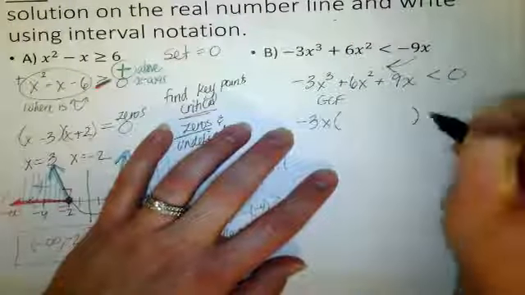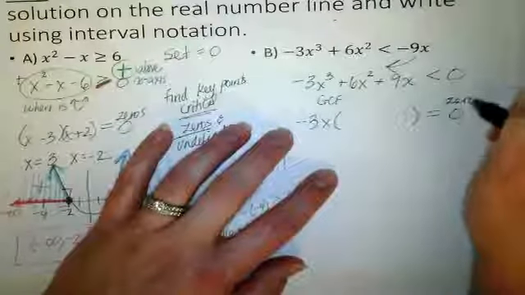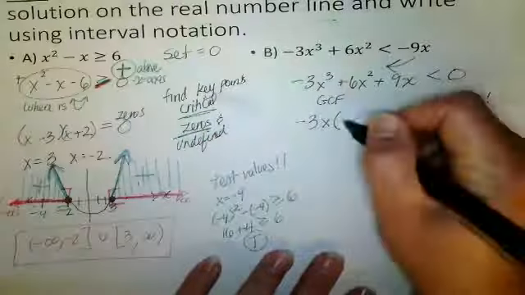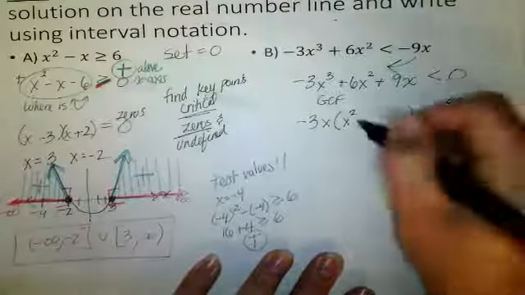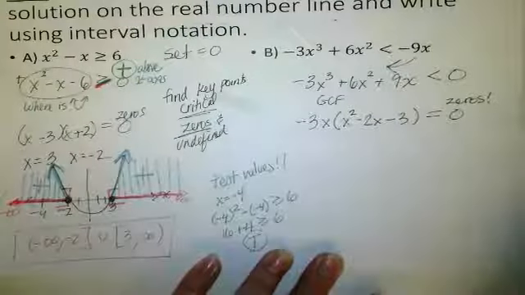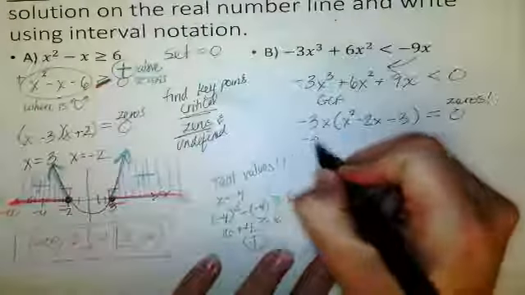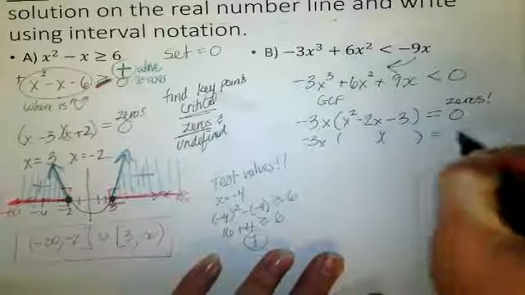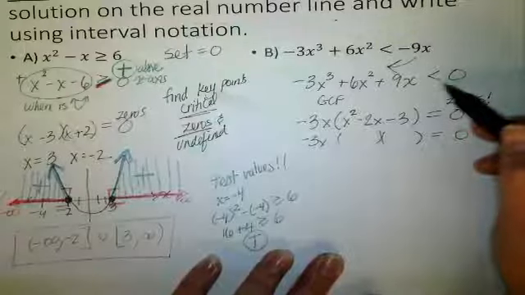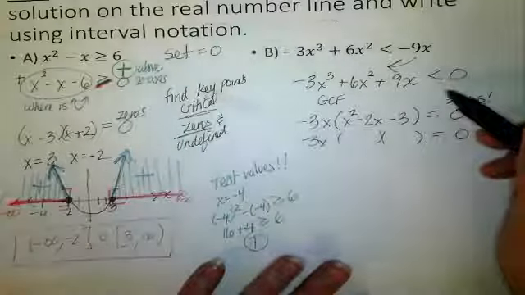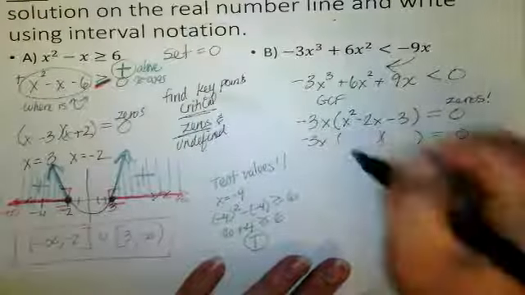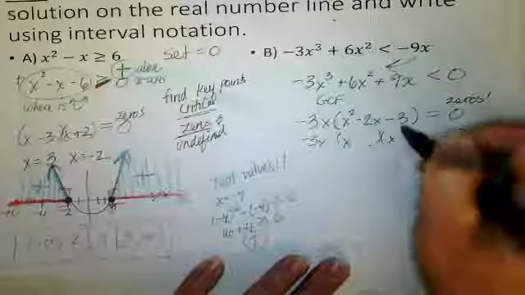If I take out a negative 3x, what's left over? X squared minus 2x minus 3. Good. And then I can try the double bubble. Again, we're finding the zeros where it's equal to 0. I can't actually solve polynomial inequalities directly. It's not like a linear inequality. It just doesn't work the same. X times x is x squared. What times what is negative 3?